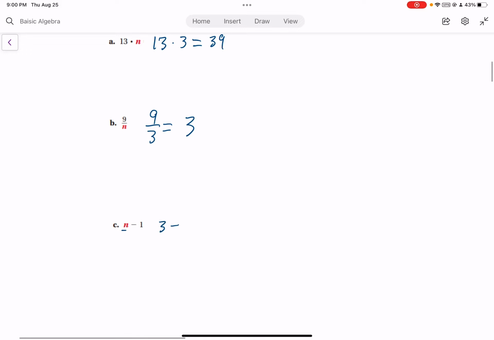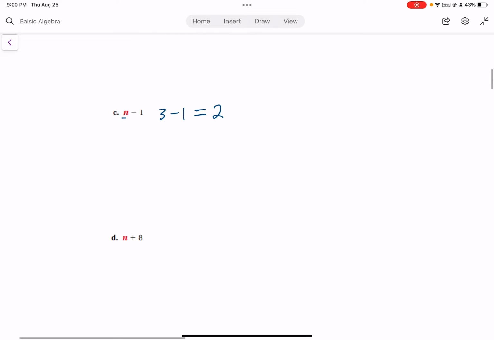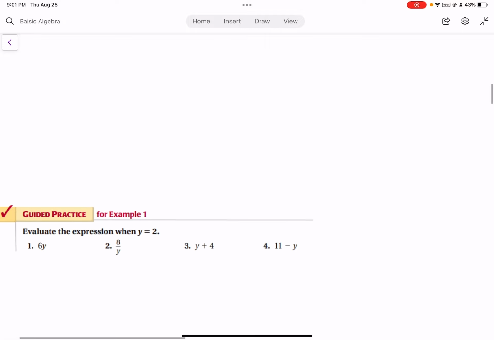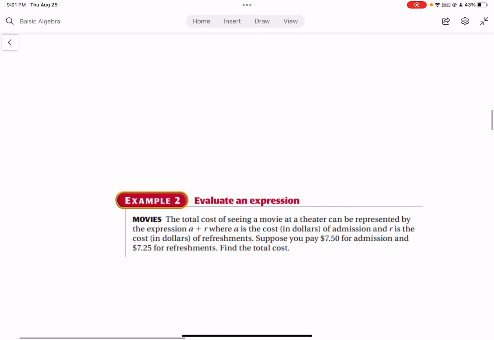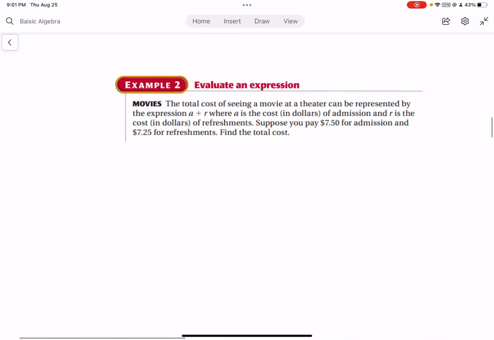And here we have 3 minus 1. Well, 3 minus 1 gives us 2. Then we have 3 plus 8, well, 3 plus 8 gives us 11. Okay, some extra practice for you to try on your own.